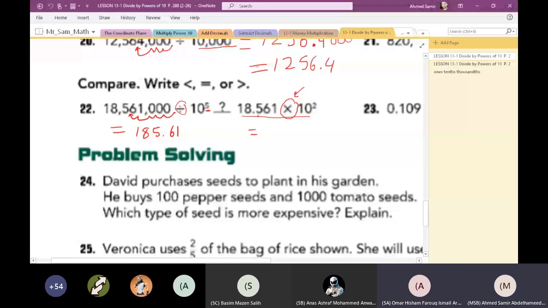In multiplication, Omar, what should we do with the decimal point? Do we move it to the left or the right? We move it to the right, yes? So we're moving the decimal point 2 spaces to the right, not the left. This is the tricky part in this question. So what's the answer for this one?